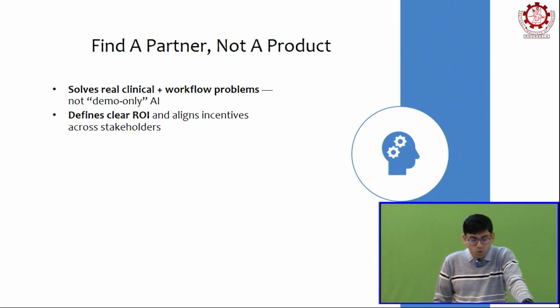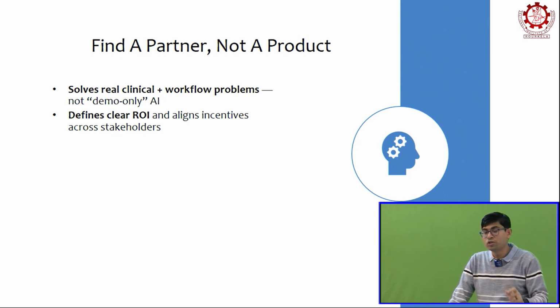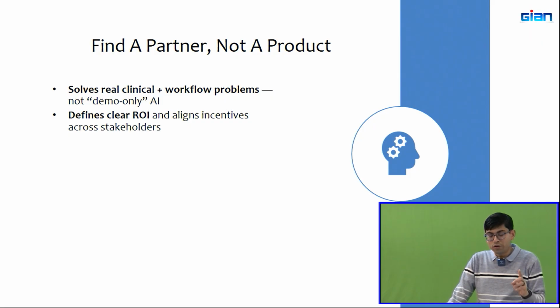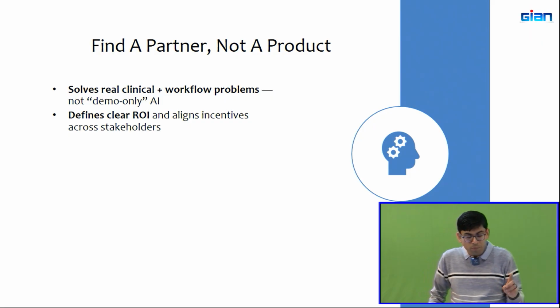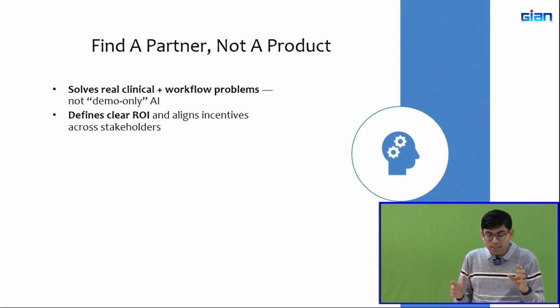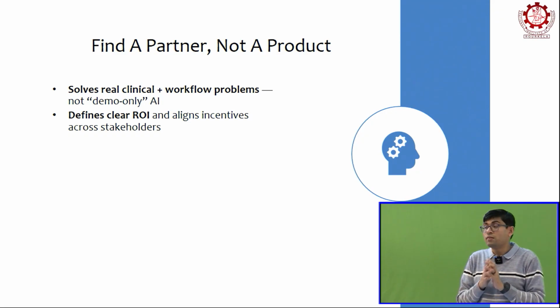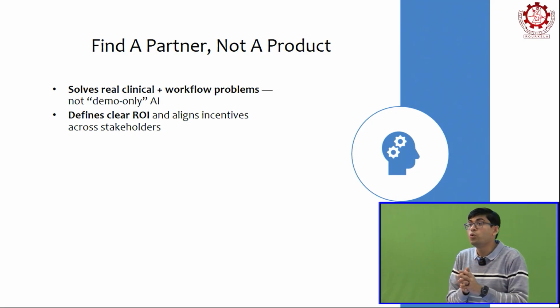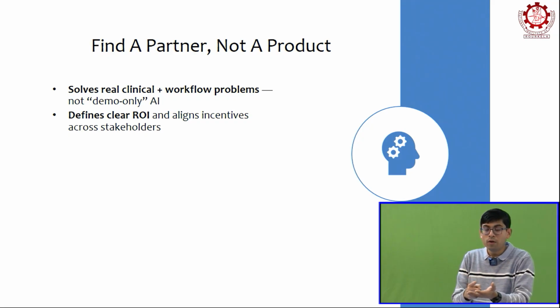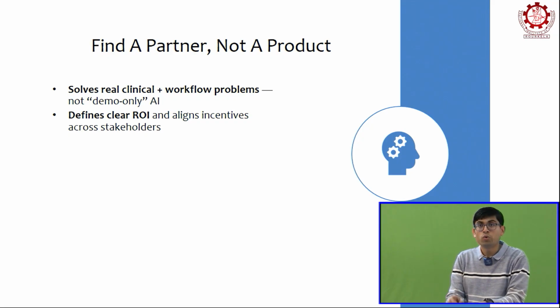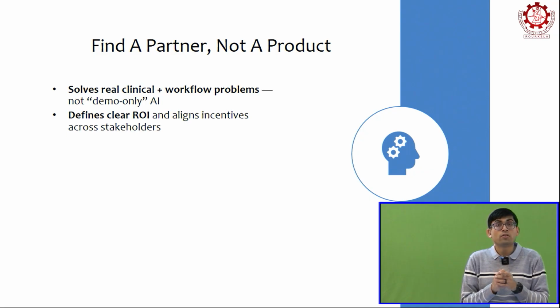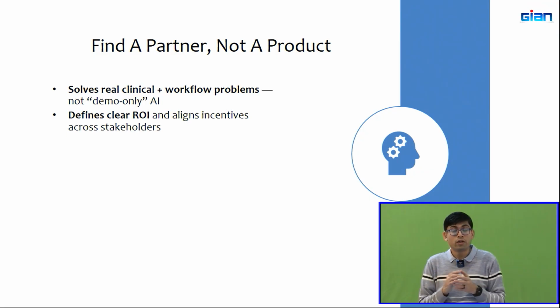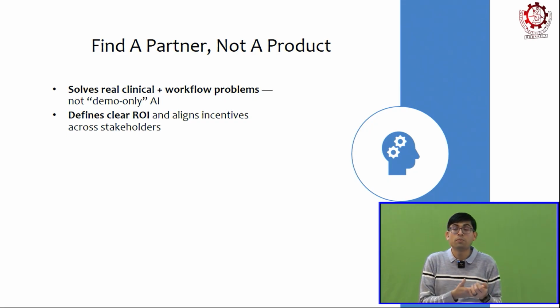Define a clear ROI, return on investment, not region of interest, return on investment. You have to define a clear return on investment, and it has to be aligned with incentives across the stakeholders. By stakeholders, I mean when it comes to a hospital, you have so many different stakeholders. You have the clinicians, you have the patients, you have the insurance agencies, right? Because eventually, when the treatments are done, patients will get reimbursed, hospitals will get reimbursed, and so on, right?